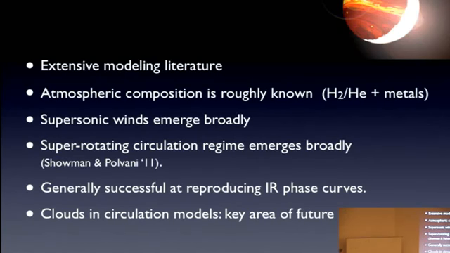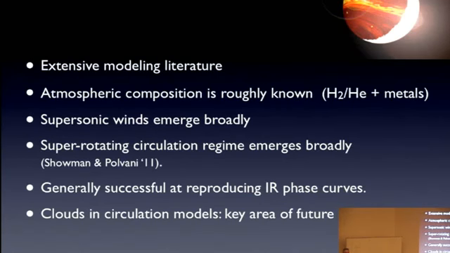Broadly, people have seen supersonic winds emerge, and rather consistently, people have seen this super-rotating circulation regime emerge. I'll show you a zonal wind pattern now. One of the things I'll emphasize is that, generally speaking, the most advanced models have been successful to a good extent at reproducing infrared phase curves, so actual observational data, and I'll show you what I mean by that in one slide.